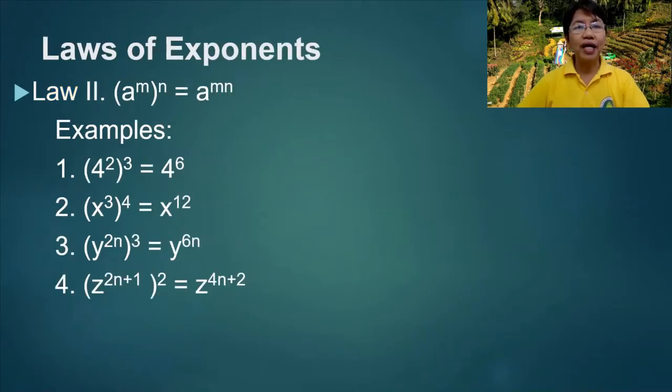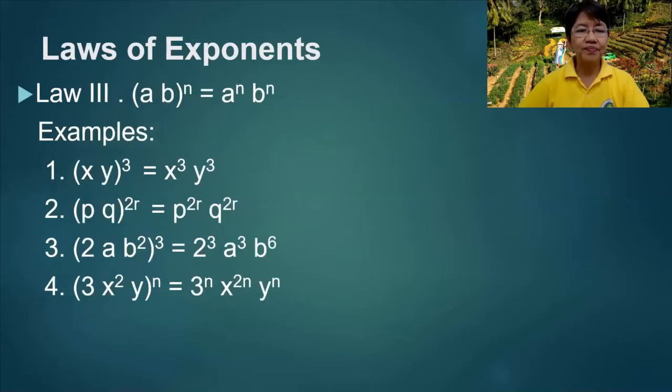Law number 2, a to the m raised to the n is equal to a to the m times n. Examples. Number 1, 4 squared raised to the 3rd power is equal to 4 to the 6th. Number 2, x to the 3rd power raised to the 4th power is equal to x to the 12th. Number 3, y to the 2n cubed is equal to y to the 6n, and number 4, z to the 2n plus 1 squared is equal to z to the 4n plus 2.